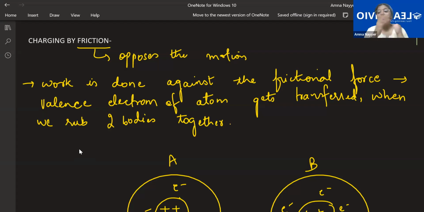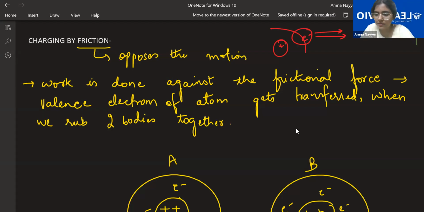So whatever is the work done against this friction force, the valence electrons get transferred from one body to another. Like there are 2 objects and we are rubbing these 2 objects. Heat is produced, work is done. Work done will lead one valence electron of this atom to go into this. Valence electron, I hope you know in chemistry, is the outermost electron, the last electron of the shell. It exits from the atom and enters into the next one. So this is what is transfer by friction. Work is done against the friction. It means the valence electron of the atom gets transferred when we rub two bodies together. Am I clear?